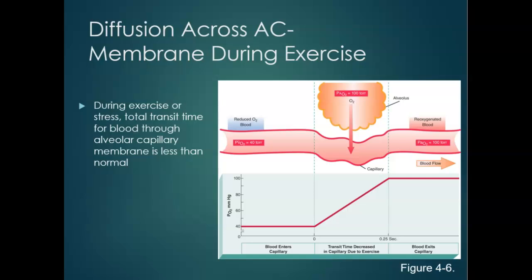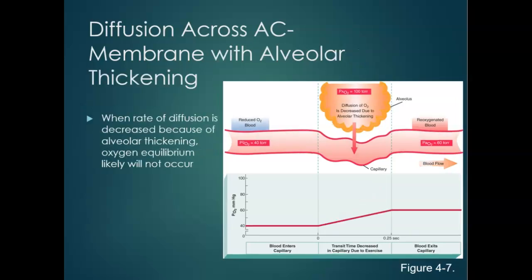Most of us, hopefully all of us, can go for a walk or a run or a bike ride without desaturating or having low oxygen levels. But if our rate of diffusion decreases because of things like alveolar thickening, usually it's alveolar thickening, then that oxygen equilibrium, the diffusion across that membrane, will probably not happen.